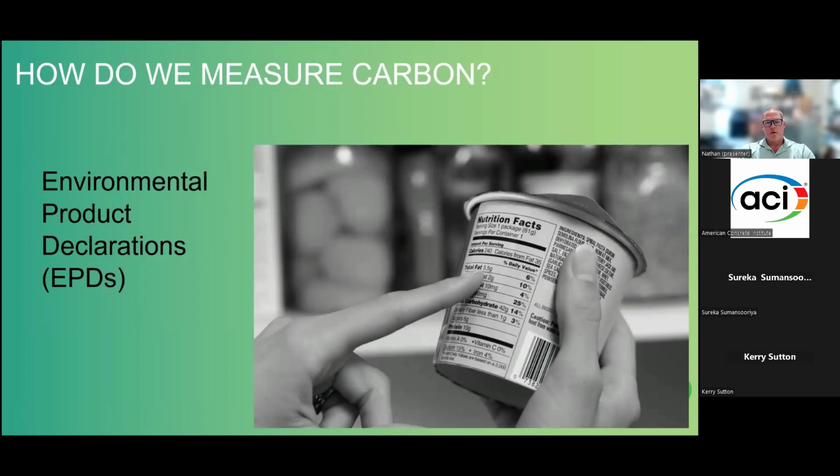So it's clear that we're going to have to measure the carbon in our concrete to be able to do this. And the way that we do that in the concrete industry is through the use of environmental product declarations. Just as the image here suggests, it's not unlike a nutrition label for concrete, except that instead of talking about calories and fat and carbohydrates and protein, we talk about global warming potential and eutrophication potential and primary energy usage and other required metrics like this.